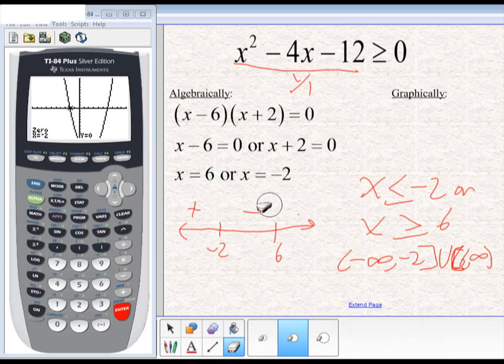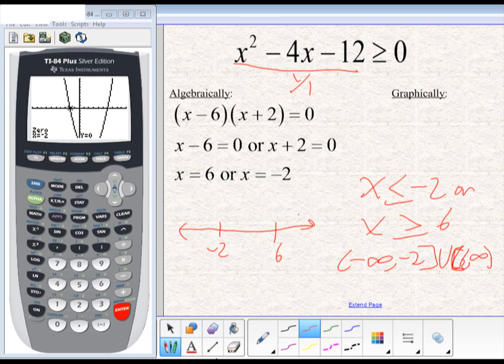If you're more of an algebraic thinker, what you can do is just pick an x value in each of these three regions. So maybe I pick x equals -3 and plug it in. I get 9 plus 12 is 21, minus 12 is 9. I get a positive number. In here, if I pick an x value, let's say 0, that's 0, minus 0 is 0, minus 12, that's -12, so I get a negative answer. And if I pick a positive 7, 7 squared is 49, minus 28, minus 12, and I get a positive answer.